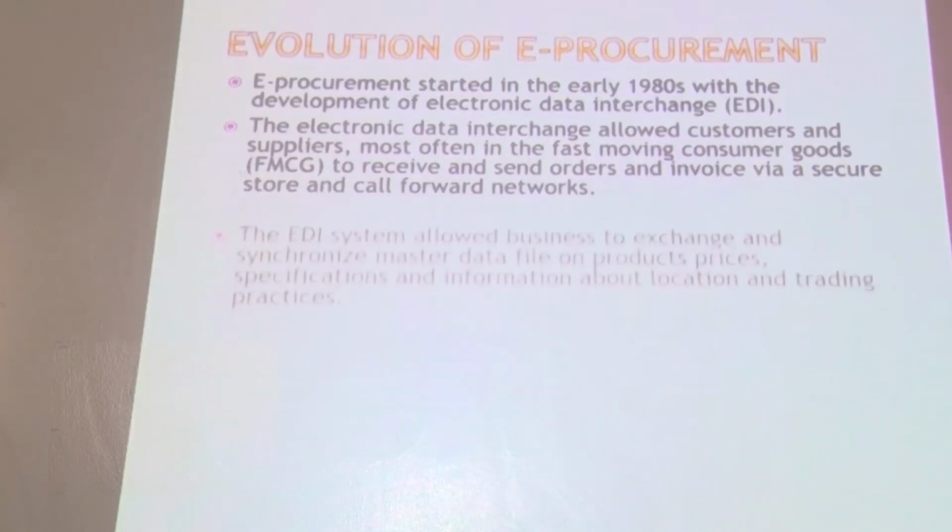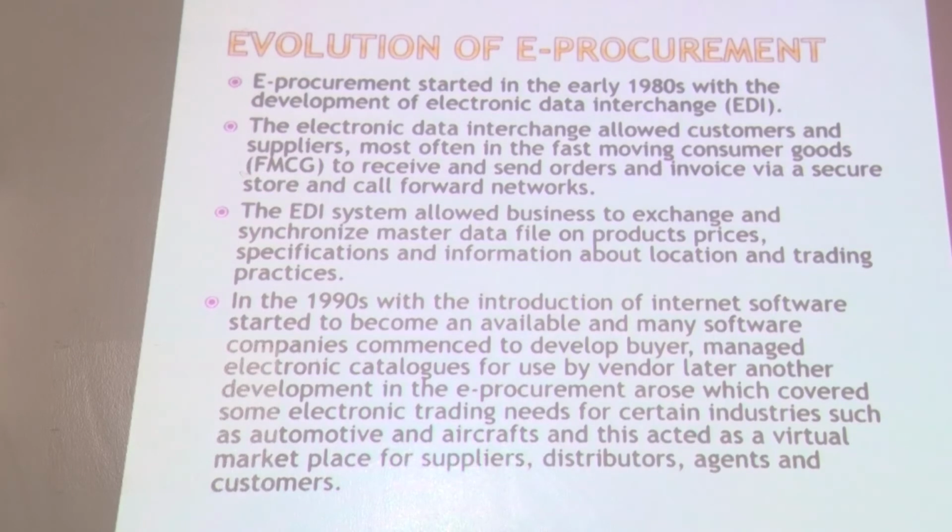So e-procurement has evolved over the years, and you realize it started as an electronic data interchange in the 1980s, and this was common in fast-moving consumer goods. So the fast-moving consumer goods industry used EDI basically to do the transactional type of transactions whereby they buy and sell goods using the internet. EDI system also allowed the exchange and synchronizing master data file on product prices. So it allowed organizations to be able to link both the prices of goods to the goods.